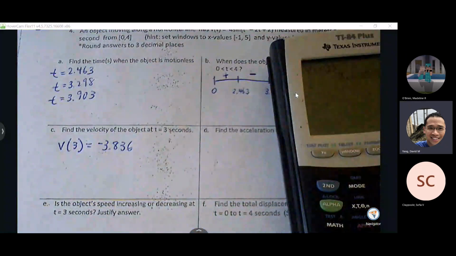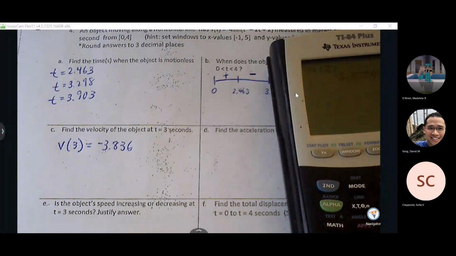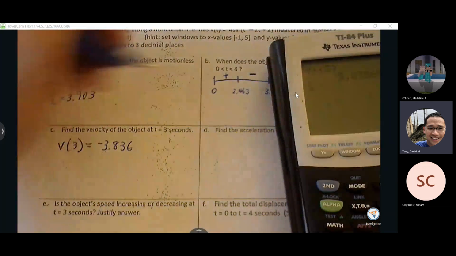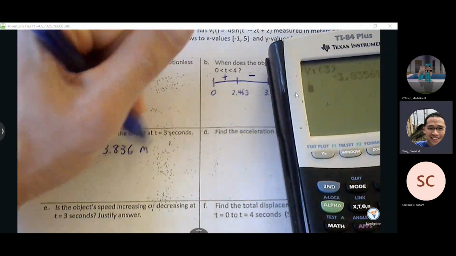So what does that mean? What does that negative 3.836 mean? Not decreasing. Also, use a different word. Moving left. Yeah, moving left. Moving left at this moment in time, right? At a speed or a velocity of meters per second.